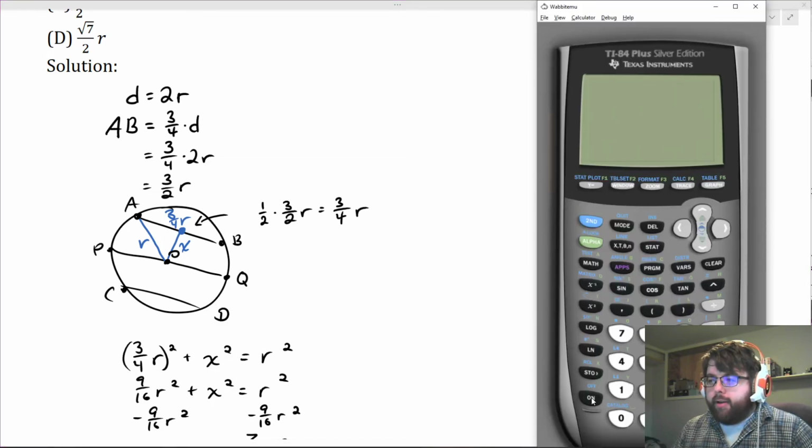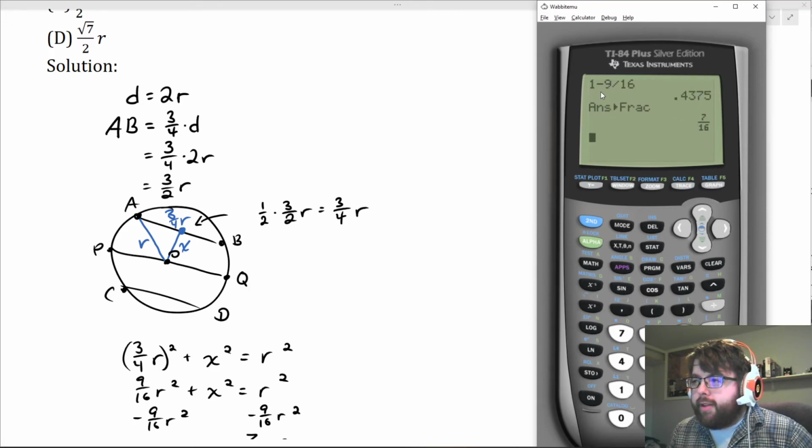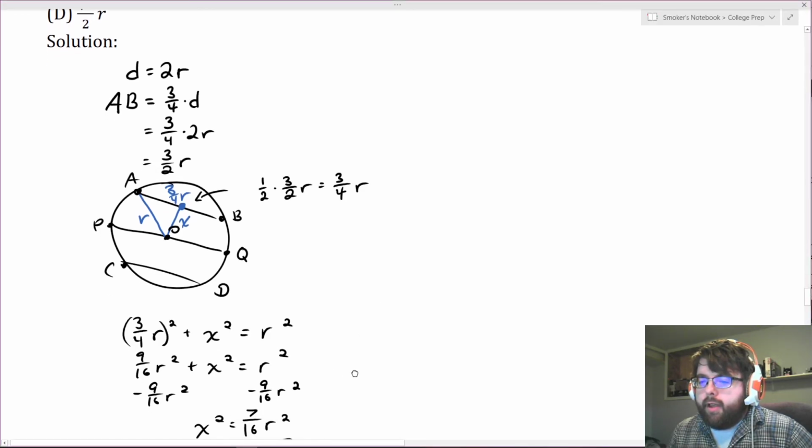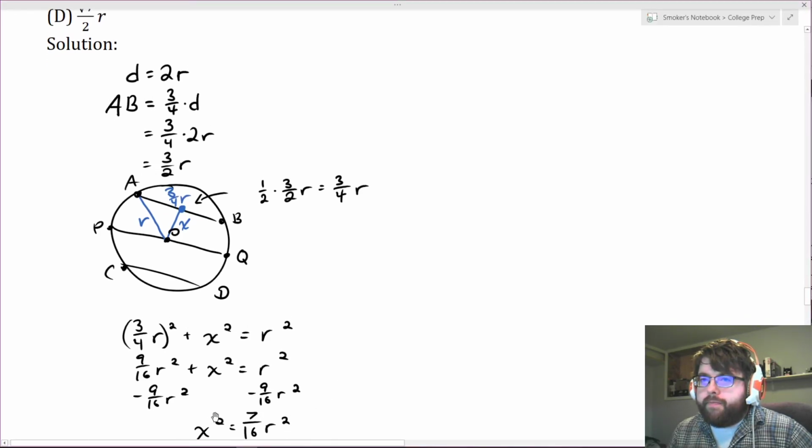So on this side over here, I actually have 1 minus 9/16. On a calculator, 1 minus 9 divided by 16 will give you a decimal that I'm going to convert to 7/16. It makes sense, right? 16 over 16 minus 9 over 16 would be 7. 16 minus 9 is 7. Okay, so x squared is equal to 7 over 16 r squared.